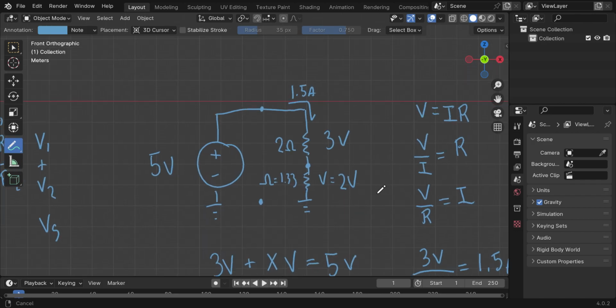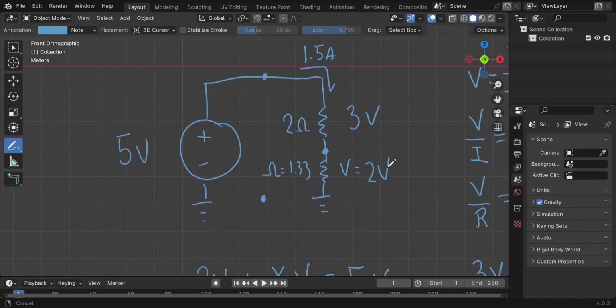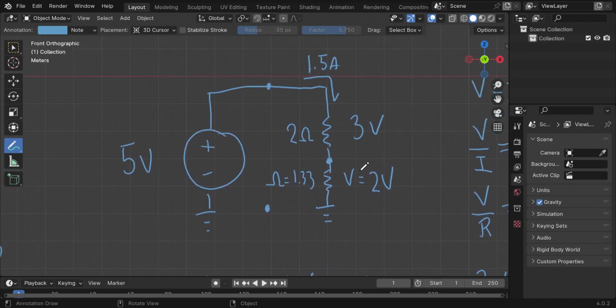So we can say that this circuit is solved because we know all of the components, we know the voltages across all components, we know the resistance across all components, we know the voltage source, and we know how much current's going through.